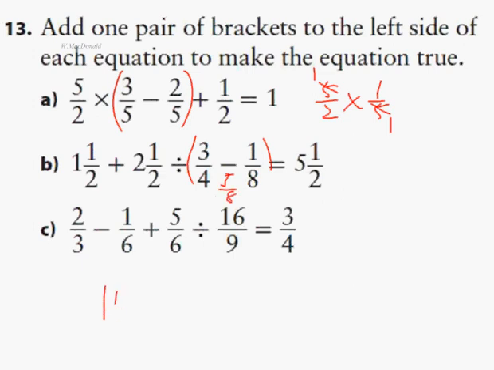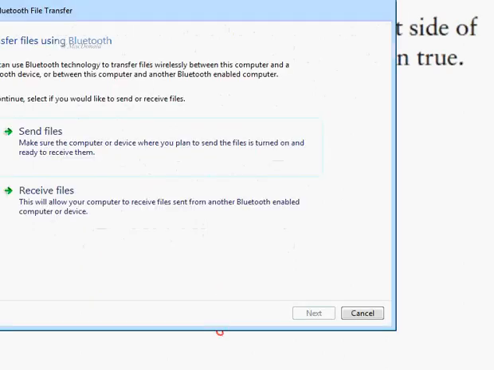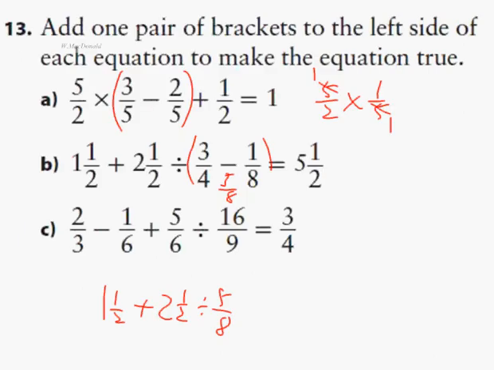So then 1 1/2 plus 2 1/2 divided by 5/8 is going to be my question. Oh, hang on, cancel. 2 1/2 is going to become 5/2, and I have to use multiplication by the reciprocal. So the reciprocal will be this, right? Put your lines through here. That's 1/1. 8/2 becomes 4/1. 1 1/2 plus 4 is 5 1/2. So your brackets do go around right here.